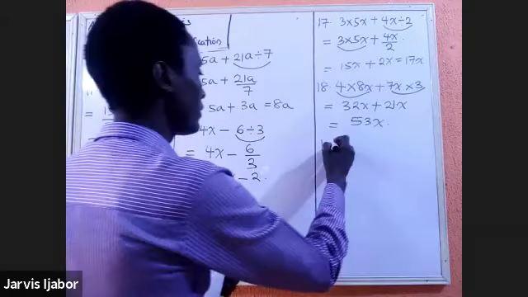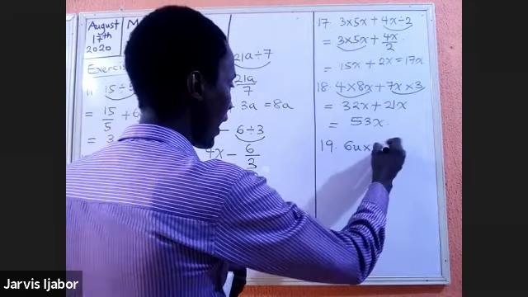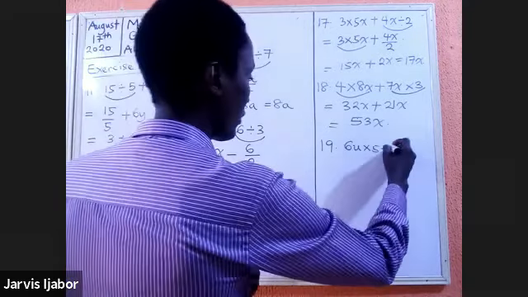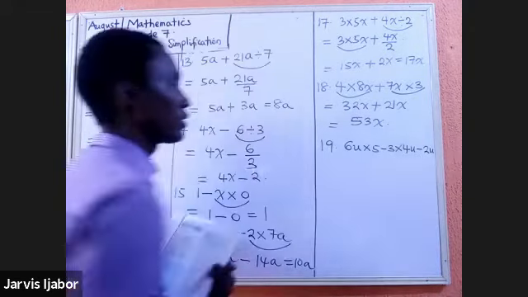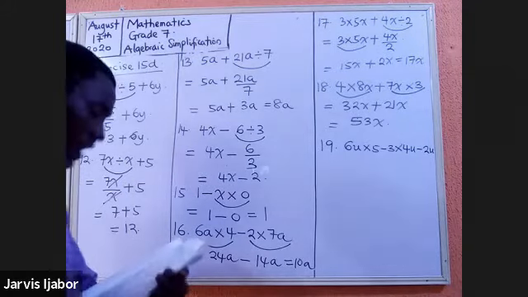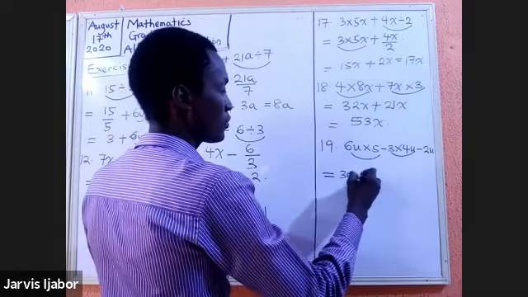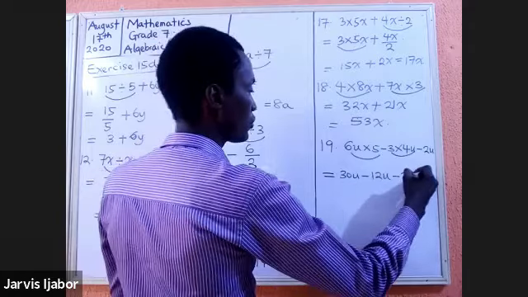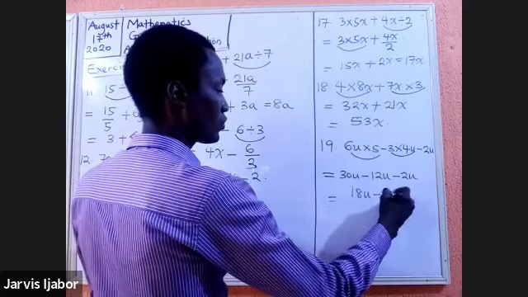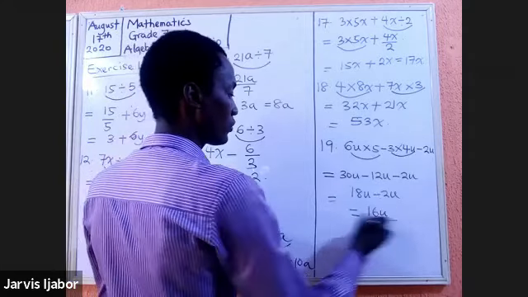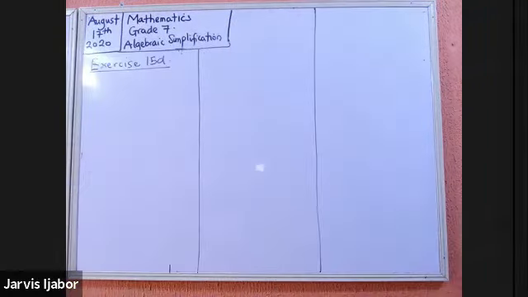Question 19. 6u times 5 minus 3 times 4u minus 2u. In this question, you do the multiplications first. Multiply this, multiply this. That will give you 30u minus 12u minus 2u. This minus this will give me 18u minus 2u. This minus this will give me what? 16u. Right? So that's what the answer would be. Right, go to question 20.